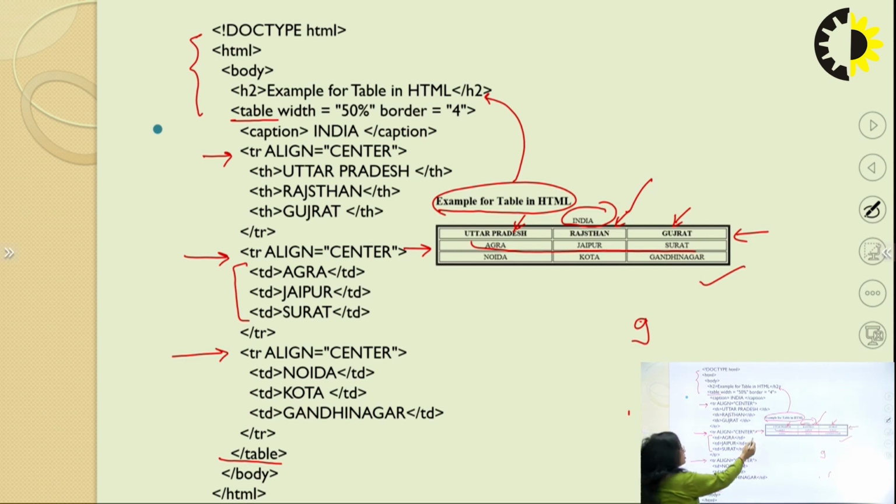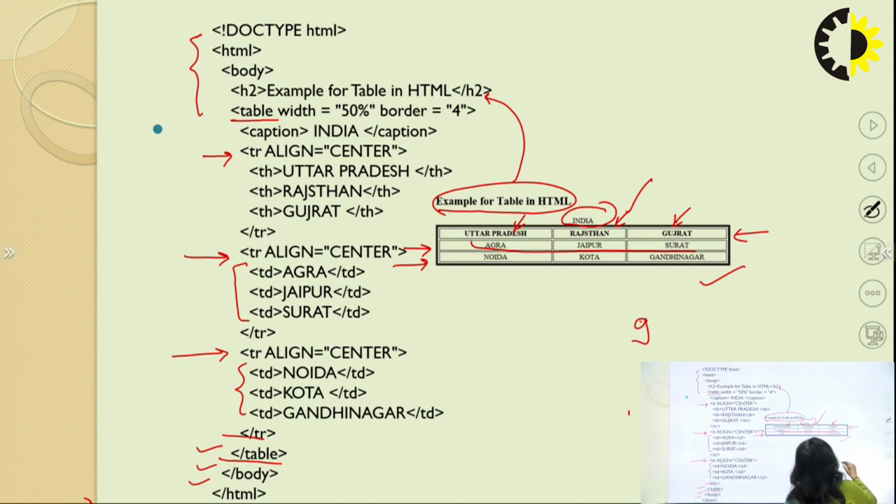Next row is Noida, Kota and Gandhinagar. So similarly, we assign alignment is center, and by using these td cells, we input the data in this table. So in the last, we will close the tr tag and the table tag and body and HTML. So this is the example of tables by which we can represent our data in tabular form.